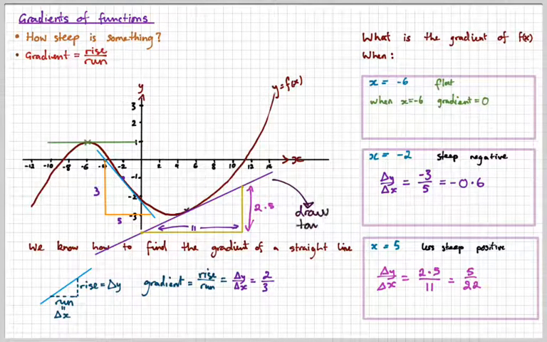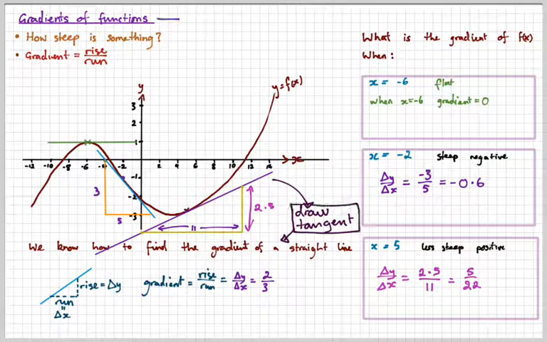So in summary, we are going to be drawing tangents to estimate the gradients of curves. We draw the tangent, we know how to find the gradient of a straight line, and we use that to find the gradient of the curve. And these are just estimates, they're not the exact gradient.